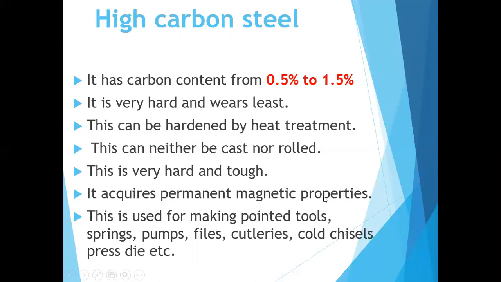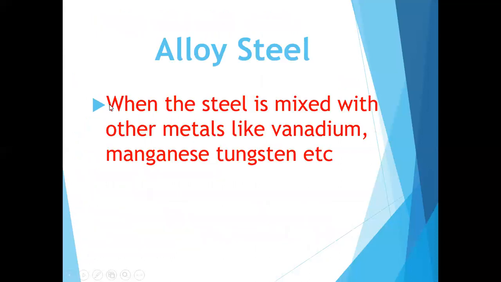High carbon steel acquires permanent magnetic properties. It is used for making point tools, springs, pumps, files, cutlery, cold chisels and presses. So we mainly make cold chisels, files, pumps and springs using high carbon steel. Next classification, alloy steel.